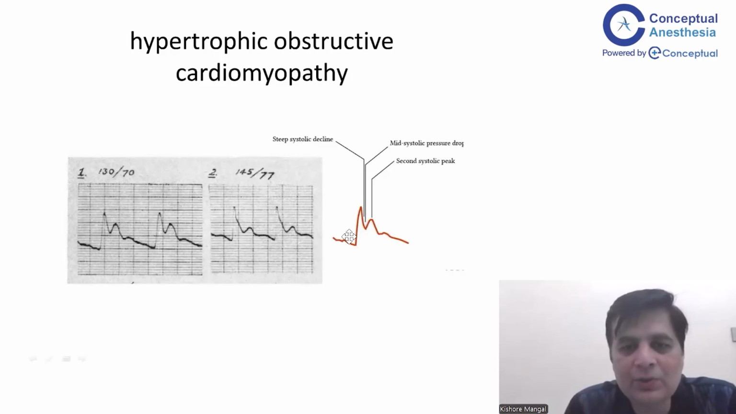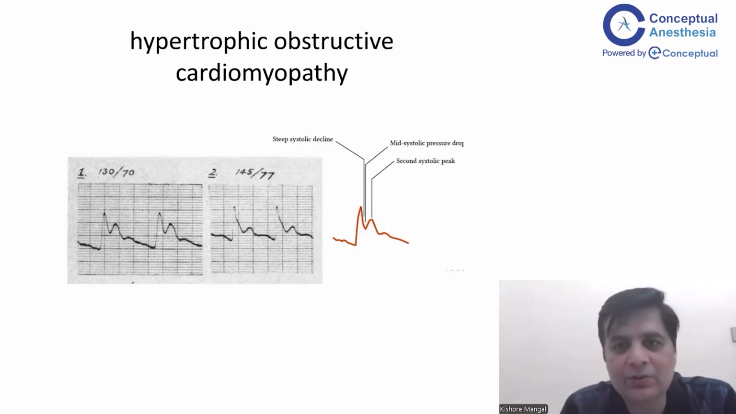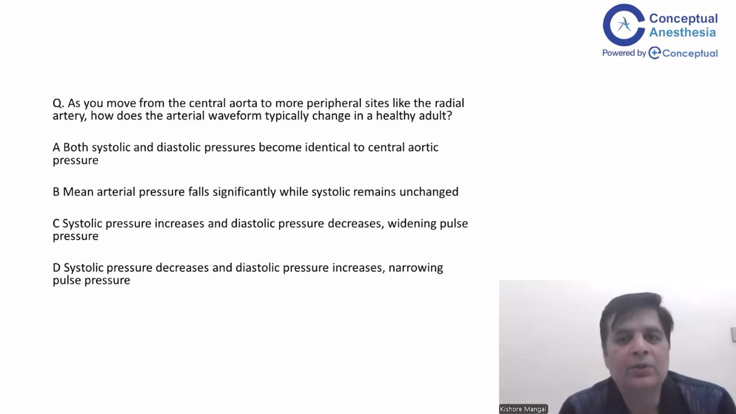In HOCM, because of obstruction, you will see two systolic pressures. One is the normal one, and the second is because of the obstruction. So you will have double systolic peaks, and when you see the second systolic peak, you can just imagine that it might be HOCM. Okay, so let's see some questions here and try to answer them.